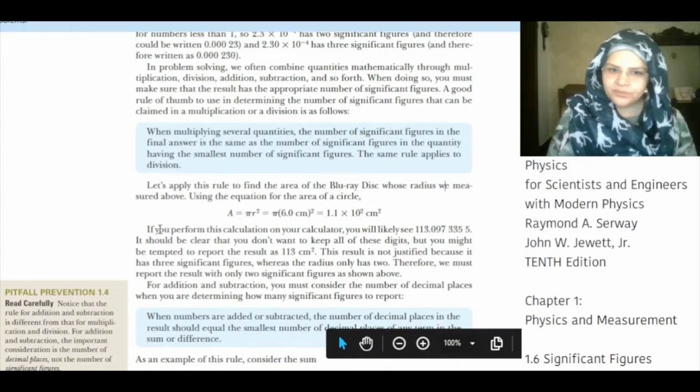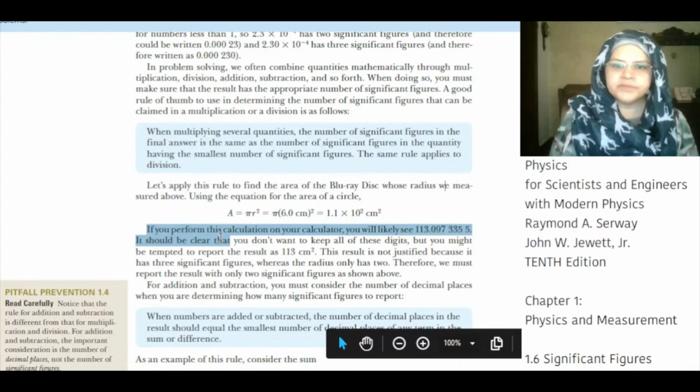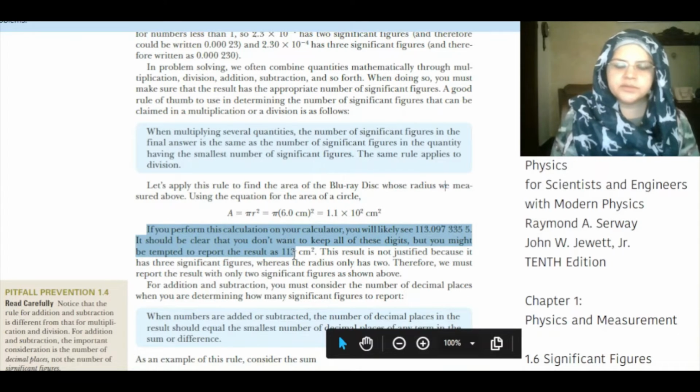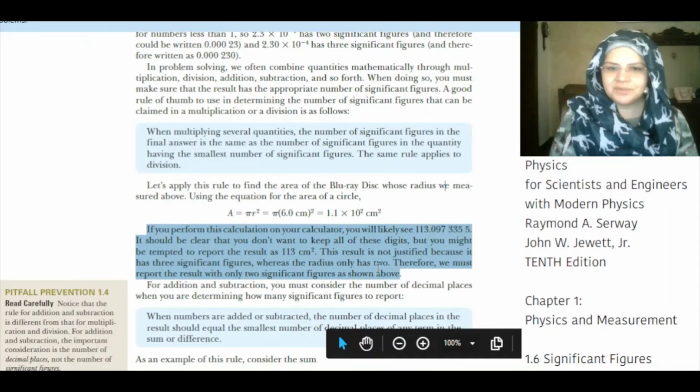If you perform this calculation on your calculator, you will likely see 113.0973355. It should be clear that you don't want to keep all of these digits, but you might be tempted to report the result as 113 centimeter squared. This result is not justified because it has 3 significant figures, whereas the radius only has 2. Therefore, we must report the result with only 2 significant figures as shown above.